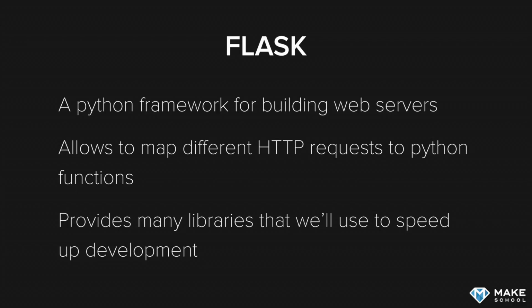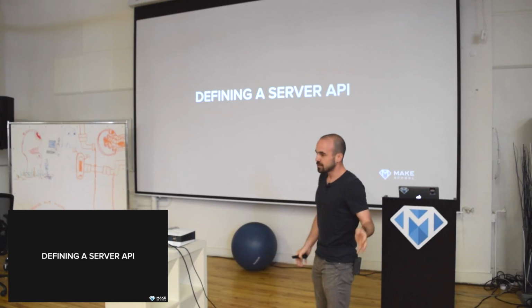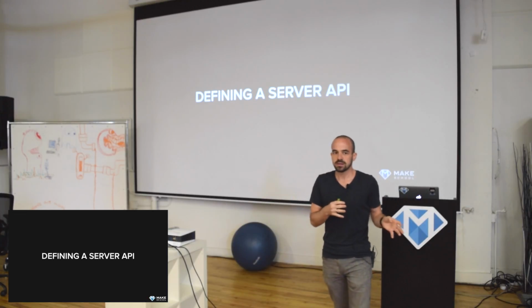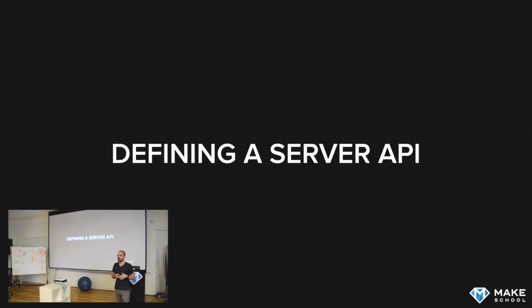So specifically for Flask, there are a lot of libraries that we're going to use that speed up development and make it pretty easy to build an HTTP server. So we talked about databases. We talked about client-server communication. The last big chunk that I want to talk about is defining a server API.